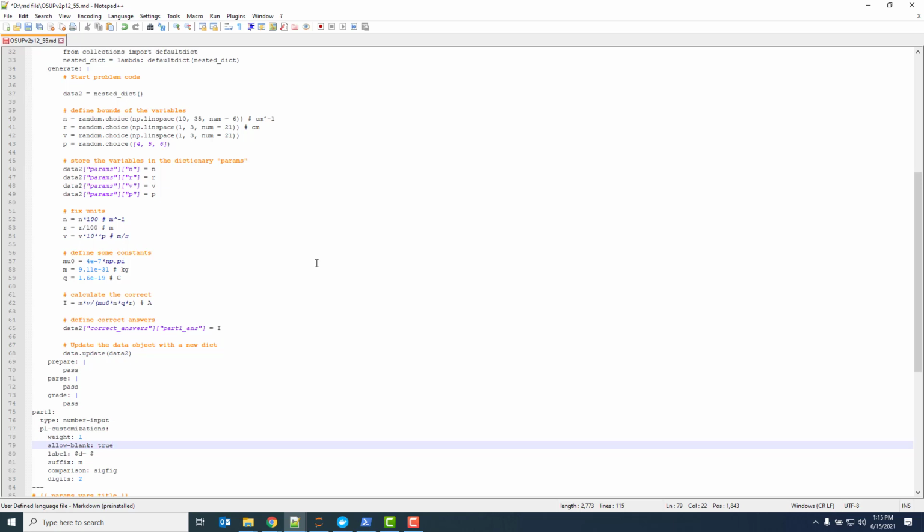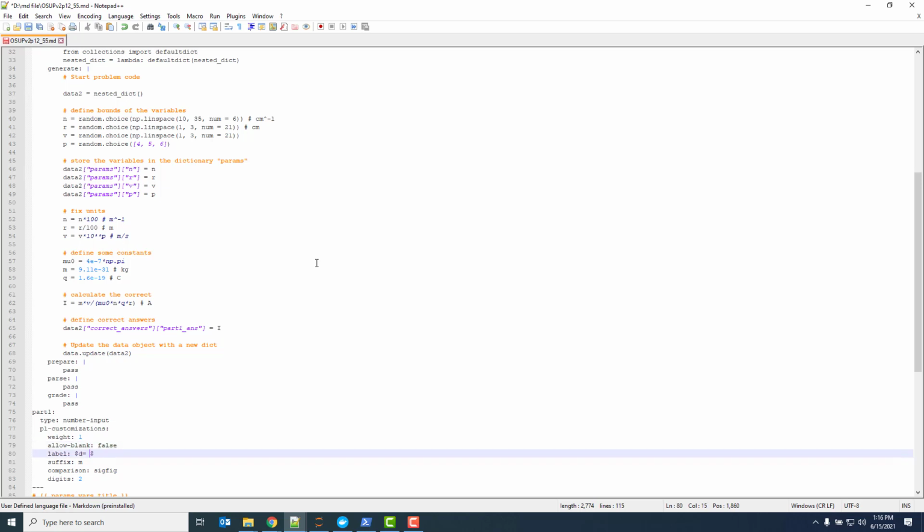Allow blank means that a student could submit a blank answer, and I think that would be graded as if it was entering a 0. Let's not allow that. Let's say if a student enters a blank answer, we want PrairieLearn to say that's invalid, you have to enter a number.